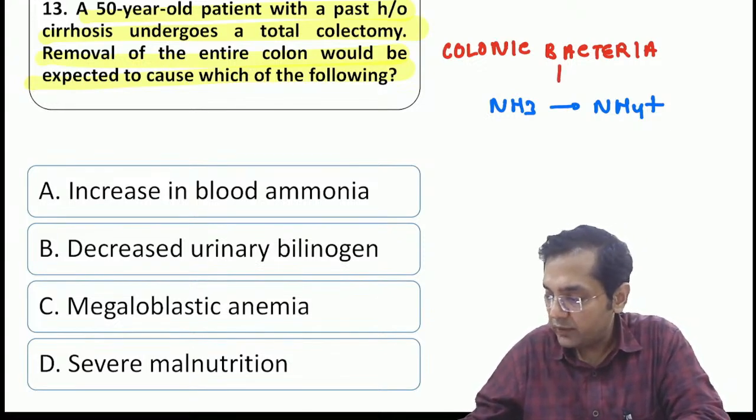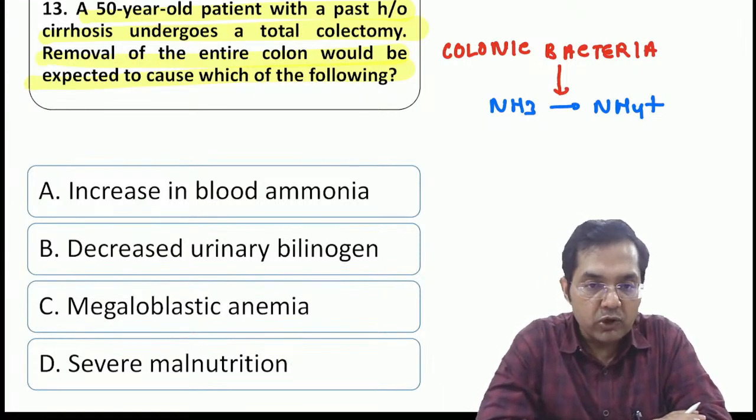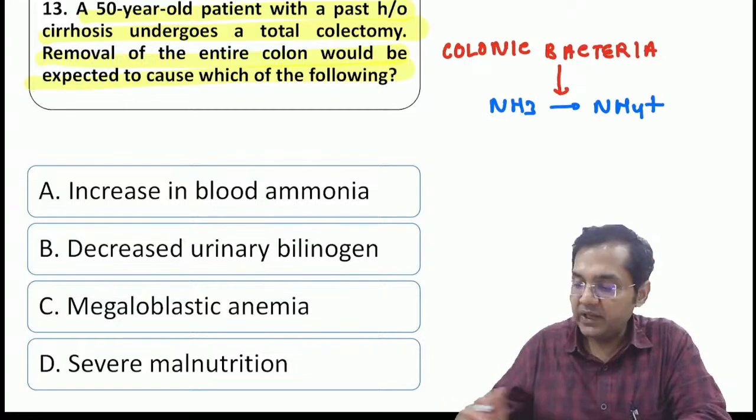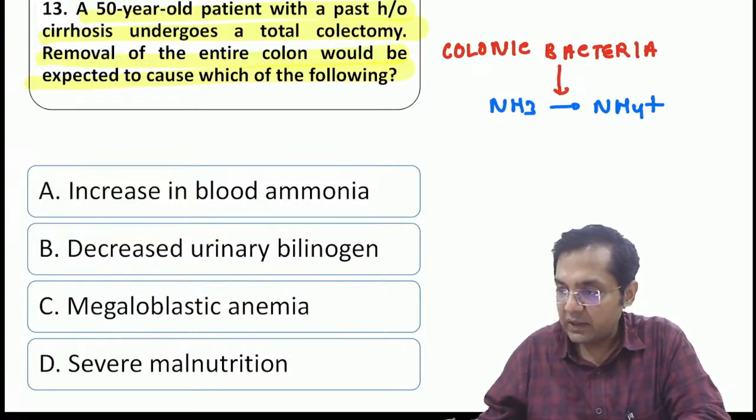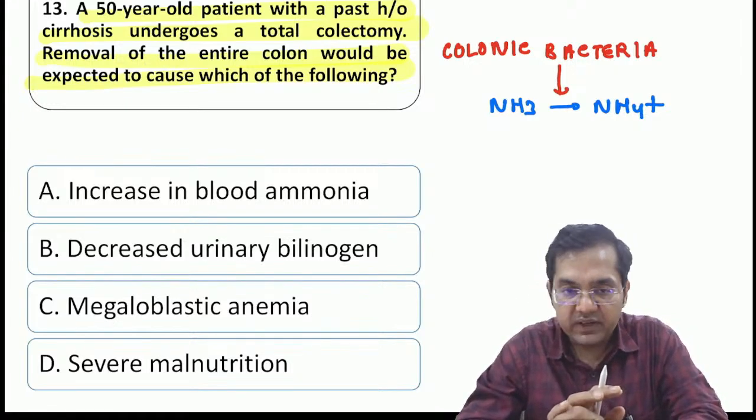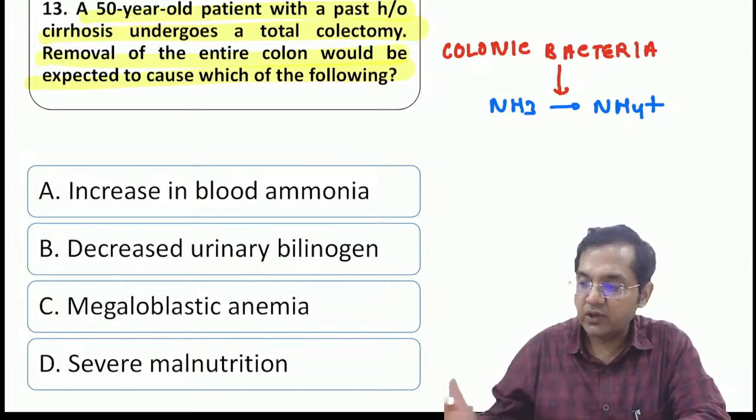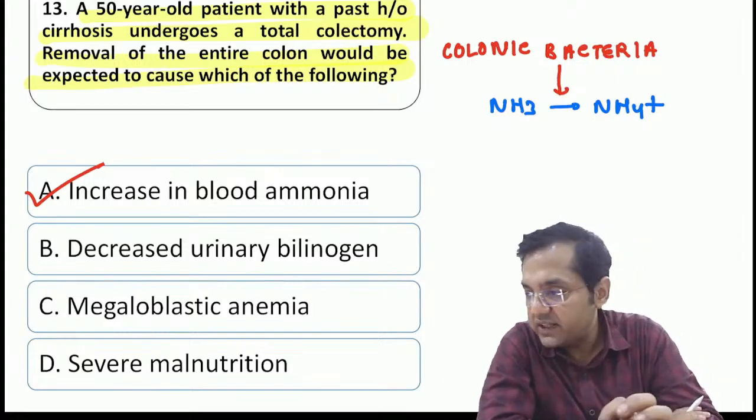So colonic bacteria do this. Naturally, if you remove the colon, then what will happen? Ammonia will not be converted to ammonium. Yes, absolutely correct, Aurora. That is, bacterial flora will be absent and colonic bacteria will not be able to do this. So naturally, what should be the answer?